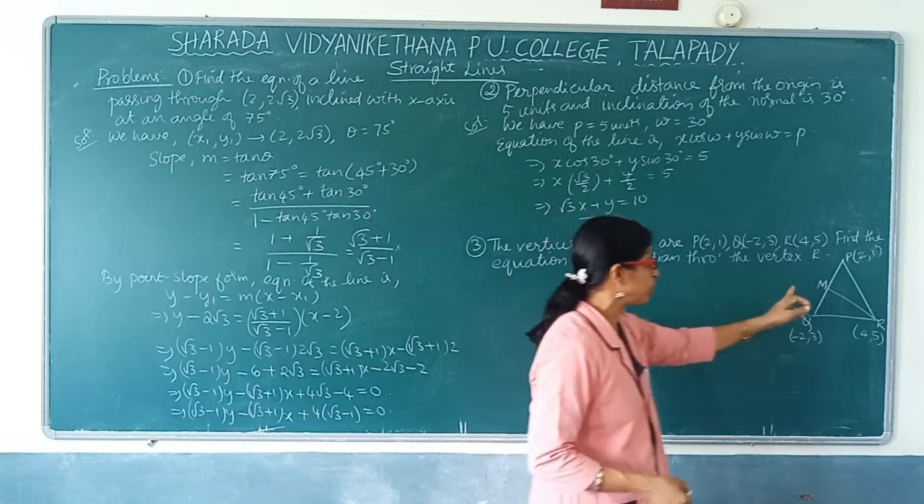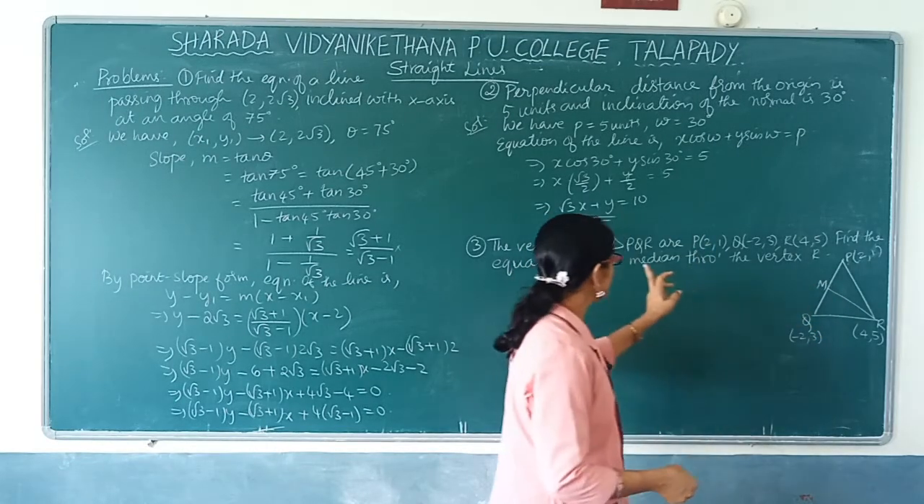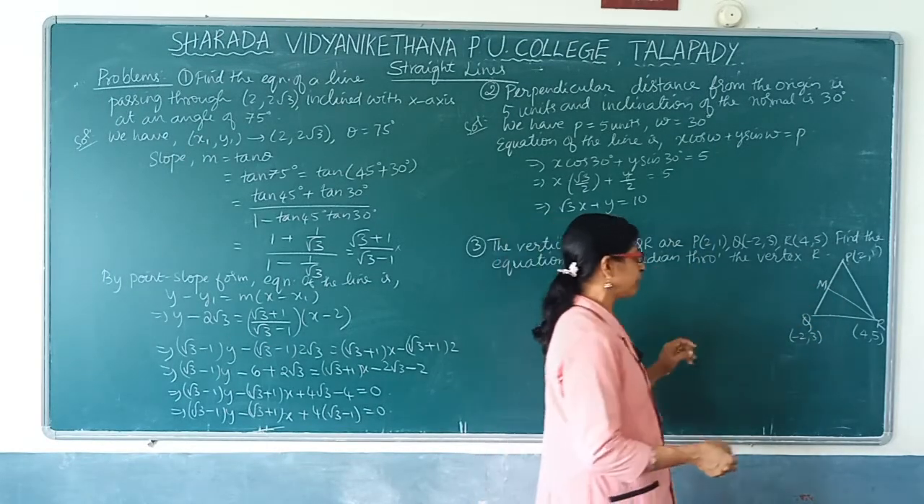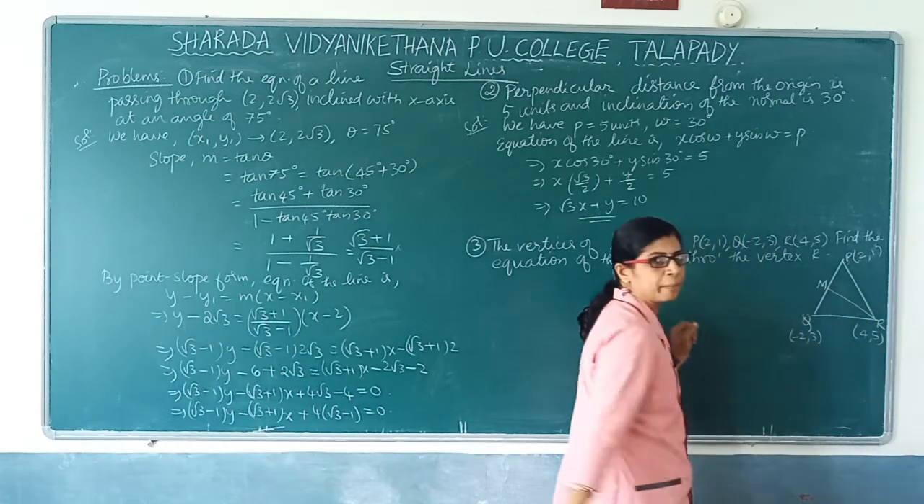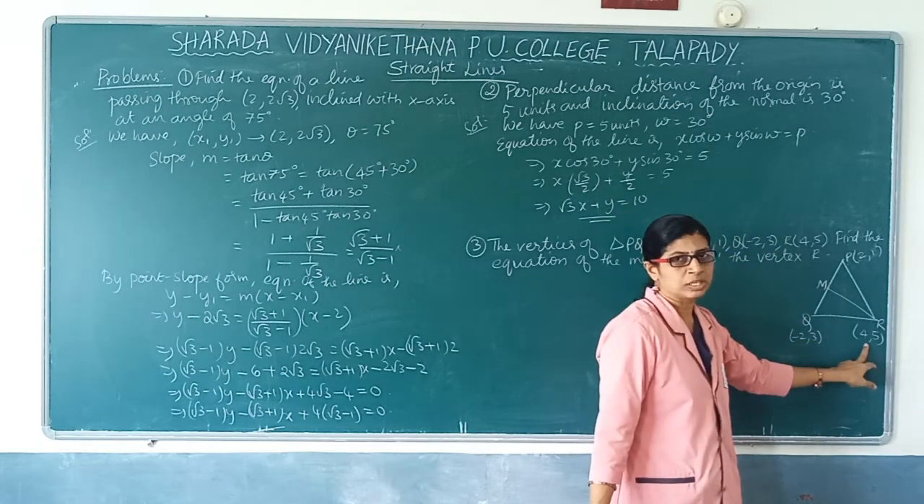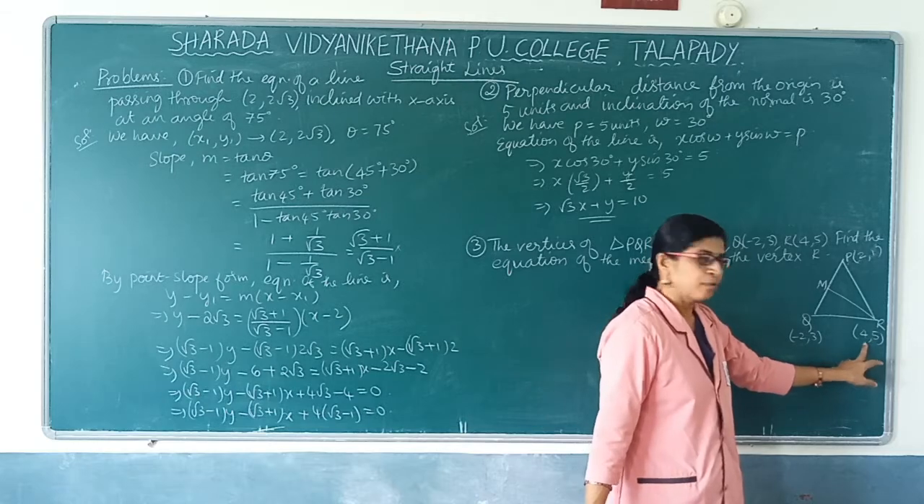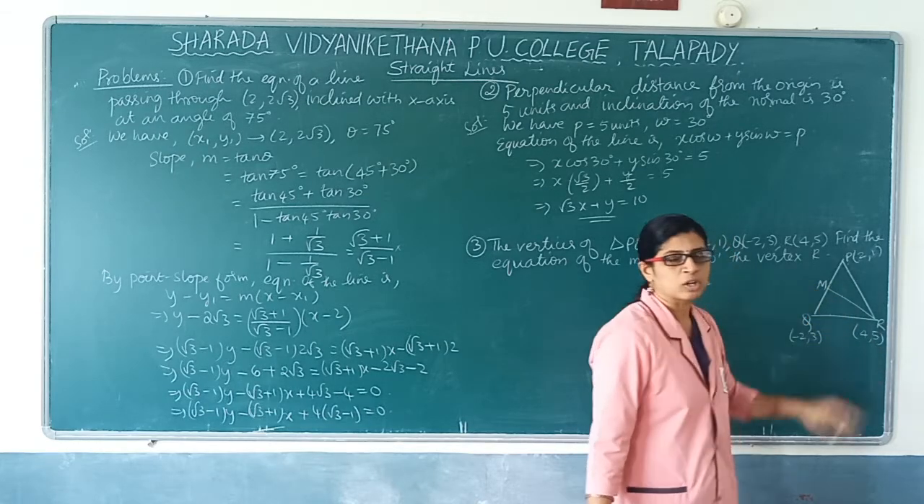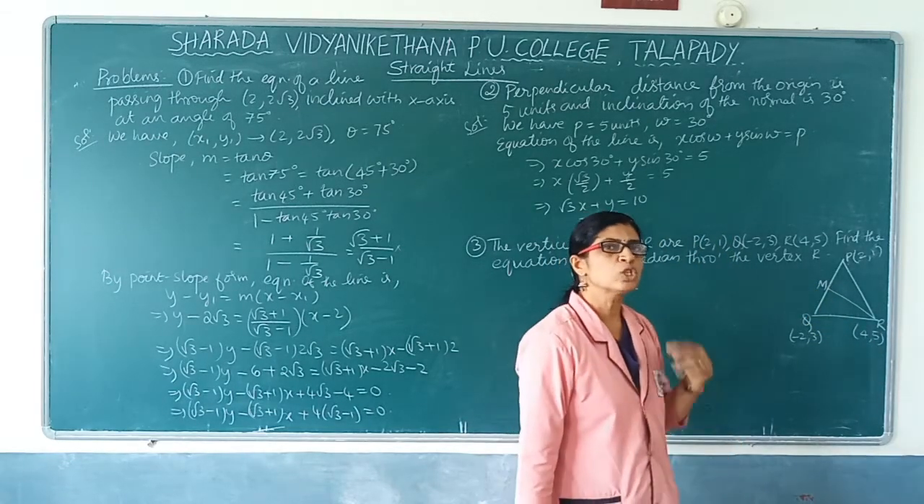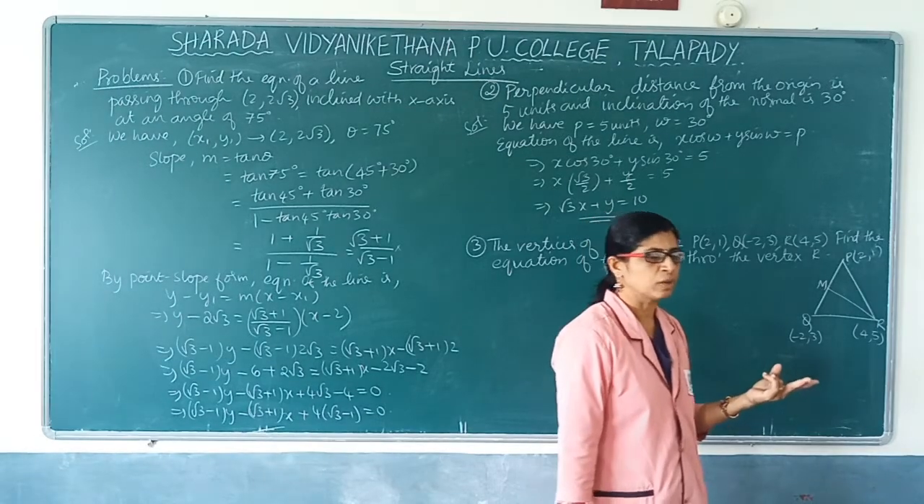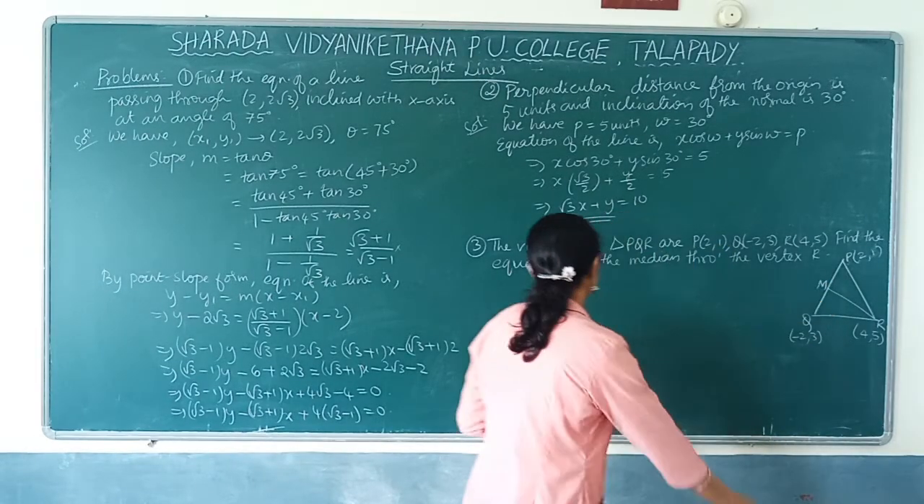If we get the coordinates of point M, we need to find the equation of the median, the equation of RM. One point we already know on that line. What is that? R (4, 5). If we get the coordinates of the point M, we can use the two-point form and find the equation of the line. How to get this point M?